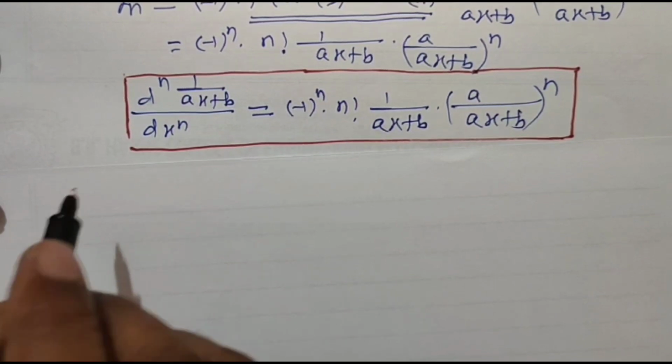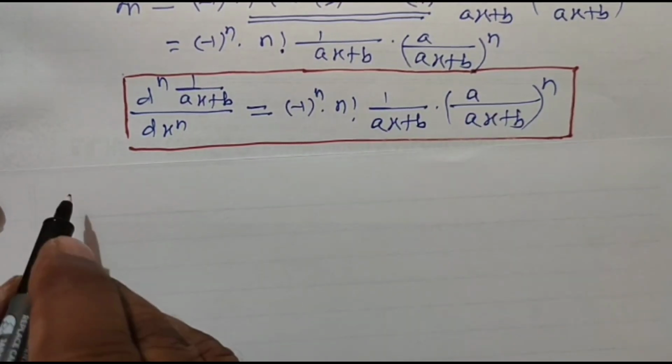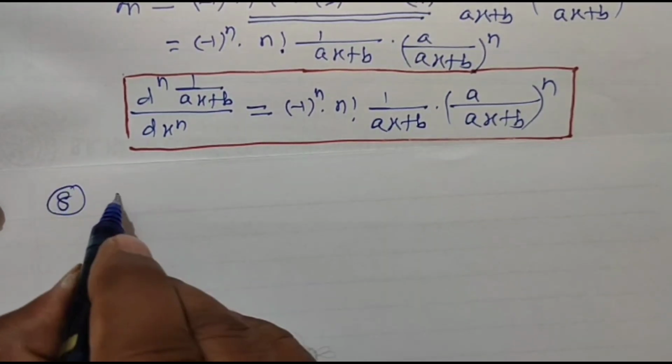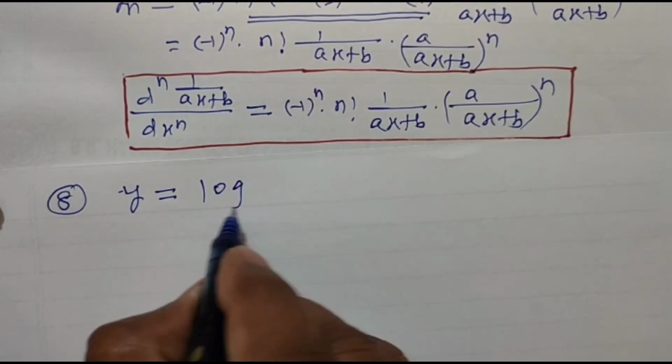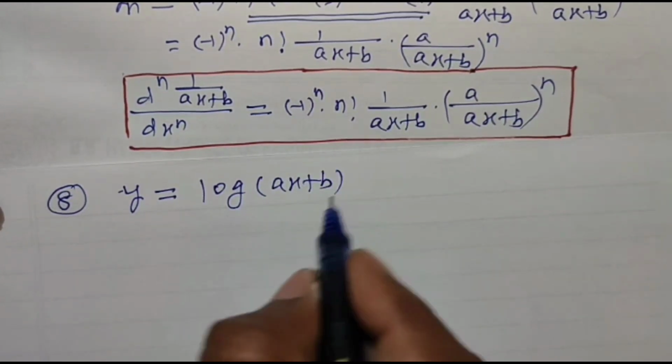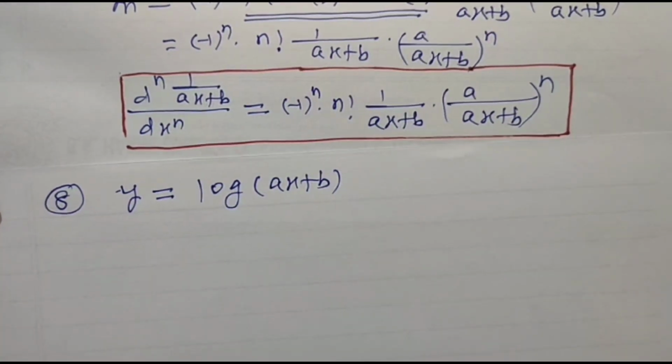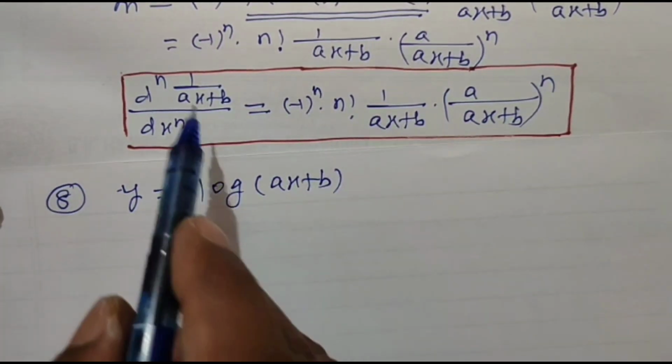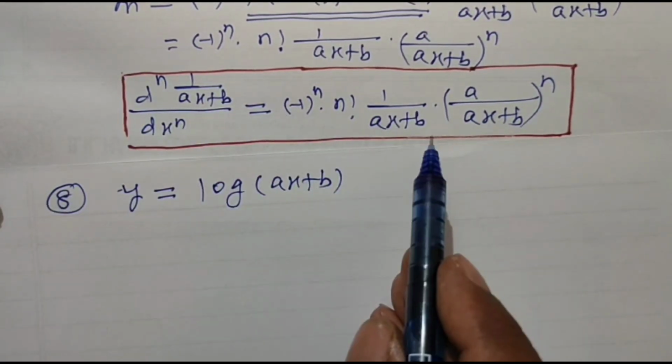Remember this. Now we have to prove formula number 8. y is equal to logarithm of (ax plus b). We have to find the nth derivative of the logarithmic function, logarithm of (ax plus b), by using the result of formula number 7.